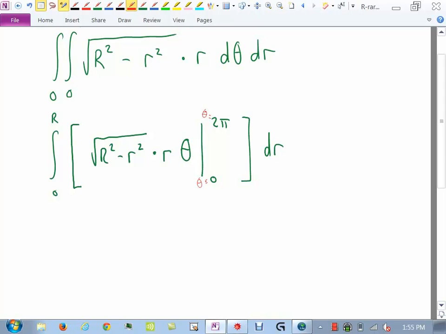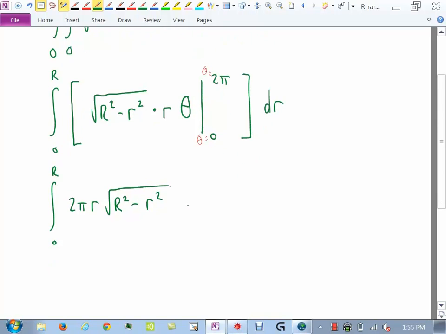You may not need that depending on how comfortable you are with these. If I plug in 2 pi, I get 2 pi in front of all that junk. If I plug in 0, it's all gone. So all this really becomes is the integral 0 to capital R of 2 pi. Let me move that R out front. I don't like it being behind the square root. dr. Anybody? I lose anybody here?